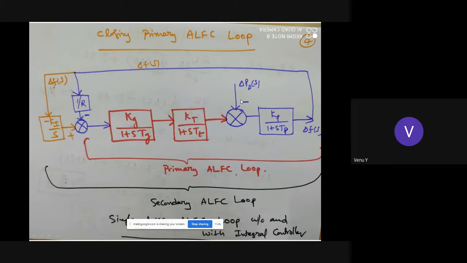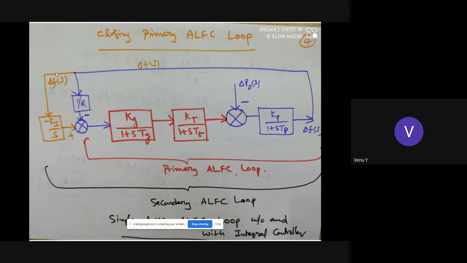Demand is not constant throughout the duration. So there is a change in demand due to our requirements. Whole day 24 hours, you cannot keep the constant load on the system. Therefore, there is a variation in the load. That variation is said to be delta PD, the change in load variation. This is one input.